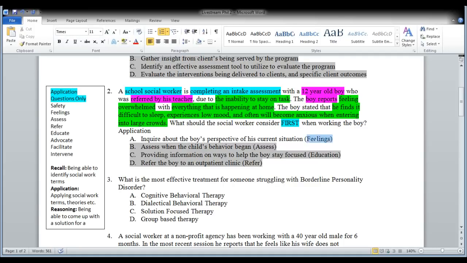So feelings would be the correct answer here because since they're referred by the teacher and the boy's dropping you hints, you need to inquire more about him, such as feeling overwhelmed with everything that's happening at home. We're not sure what's happening at home, so asking him specifically about his view of his home environment would be helpful. So that's how you'd answer that one.